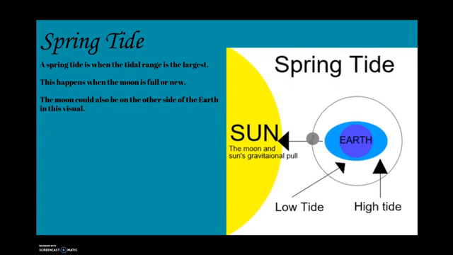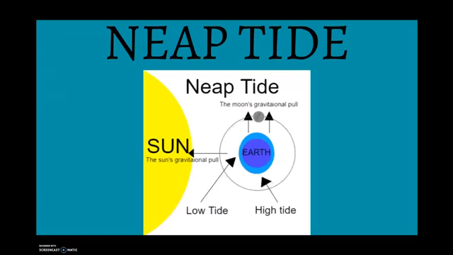Now, this happens when the moon is in either the phase new or full, so that means it also happens twice a month because the moon is at full and new once a month each, which is 2 times a month. Now, because of that, the moon could also be on the right side of the earth in this visual, but it happens both ways.